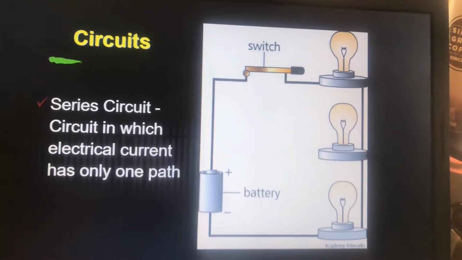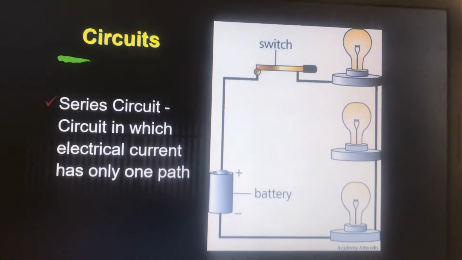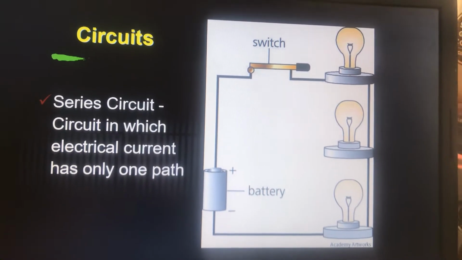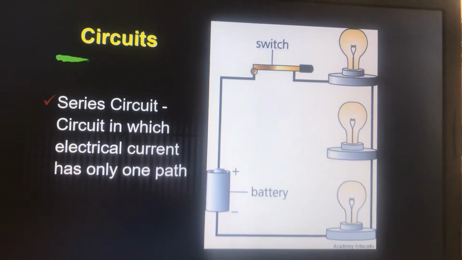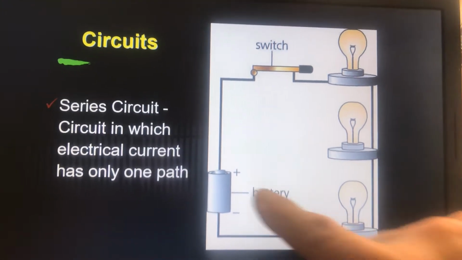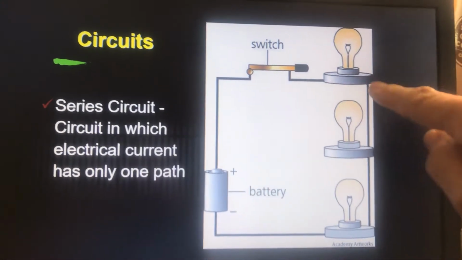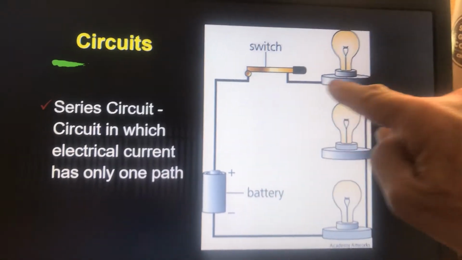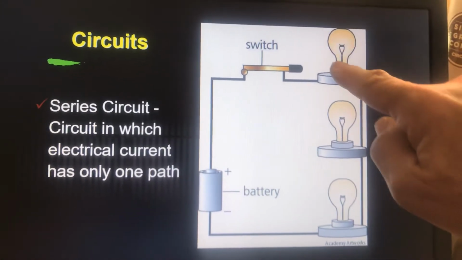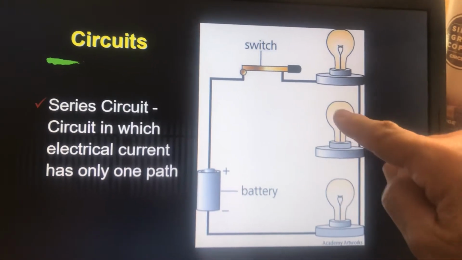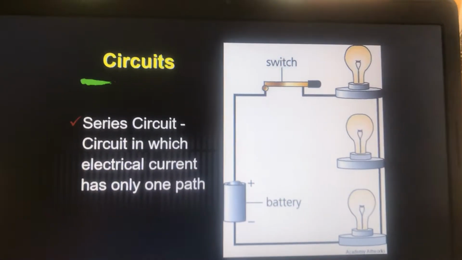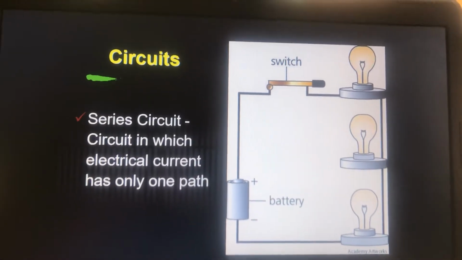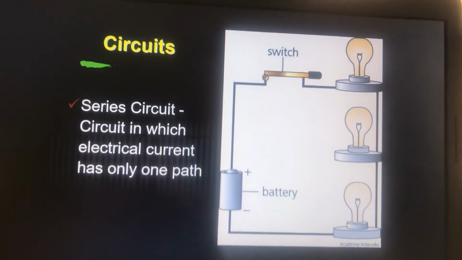There's two main circuits. One is a series circuit, and you see it here. It's a circuit in which electrical current has only one path, and you can see that path right here. Okay, it only has that one path. When you throw this switch, then everything is connected. If one of these light bulbs burn out, it opens up that circuit and does not allow electricity to flow. So that's a real serious problem with series circuit.